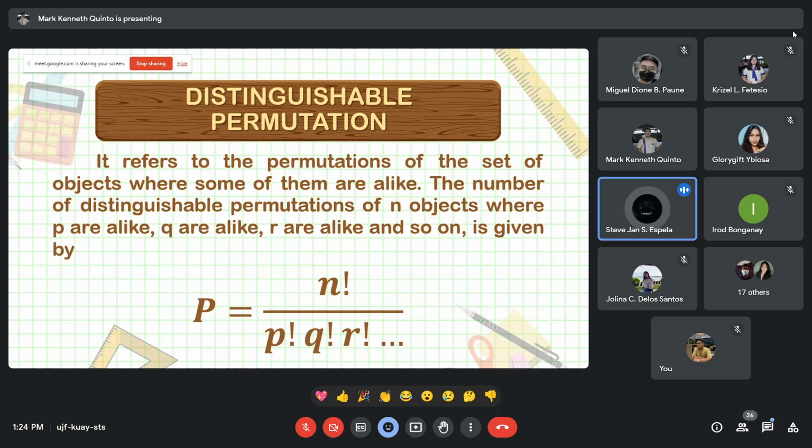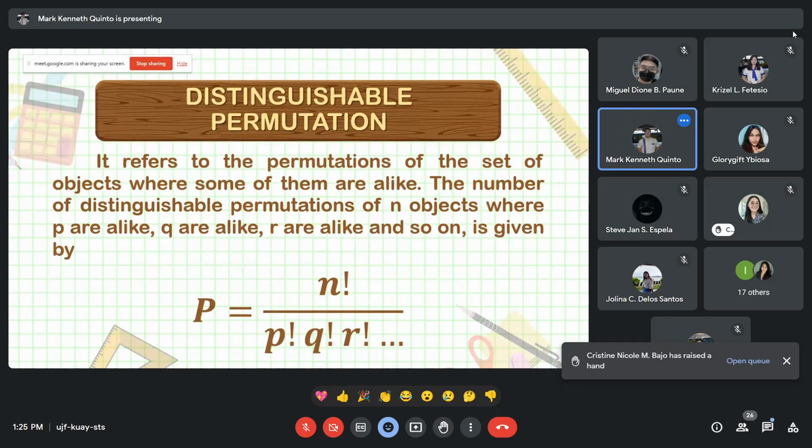Ano yun? Pakiulit nga po. Yes, Steve? Ano tanong? Why do we have ellipsis here in our formula sa denominator? Okay. Ay para sa mga repeated letters. Repeated letters. So what about you, Miss Christine?